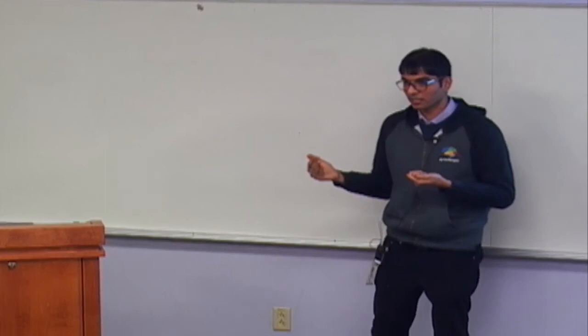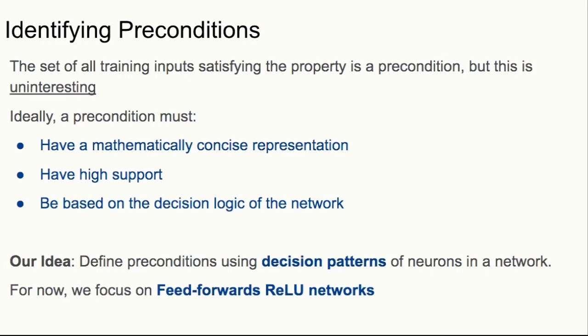Okay. Now, how do you identify preconditions? Well, first, the set of all training inputs that satisfies that property is also a precondition. But that's an uninteresting one. We want these predicates to be somewhat mathematically concise and mathematically friendly. They should have high support. Like, a lot of real inputs hit it. So if you take the input distribution, then the predicate should have high probability mass. And then the last one is they should somehow be based on the decision logic of the network. In a sense, you want to organize these preconditions based on how the network reasons internally.